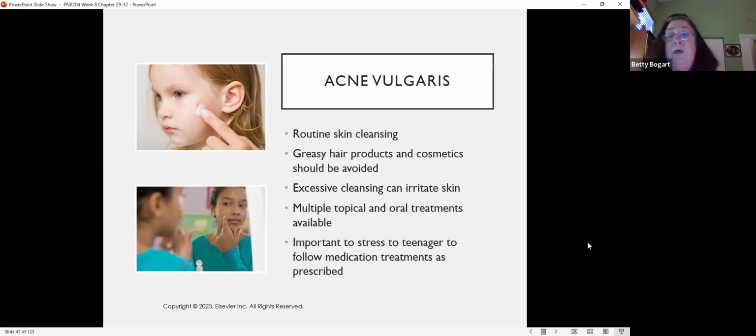One of the things with acne, since it has to do with the adolescent, they need to be in charge of their care.